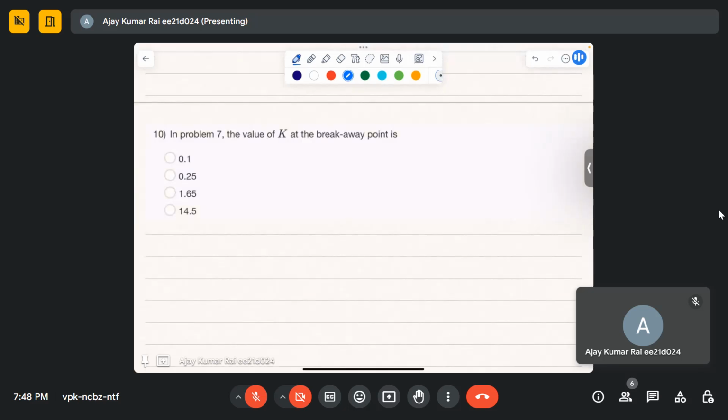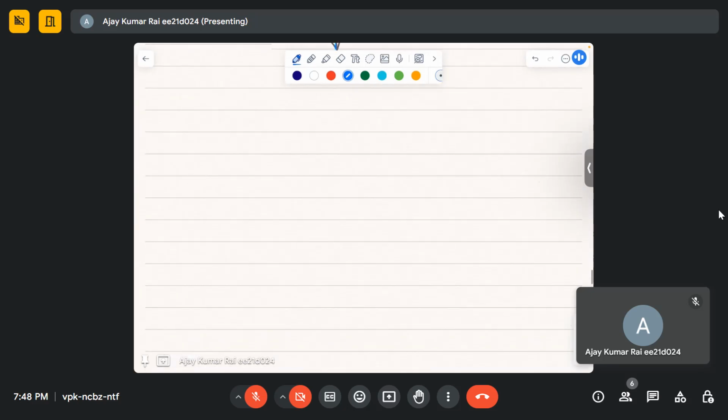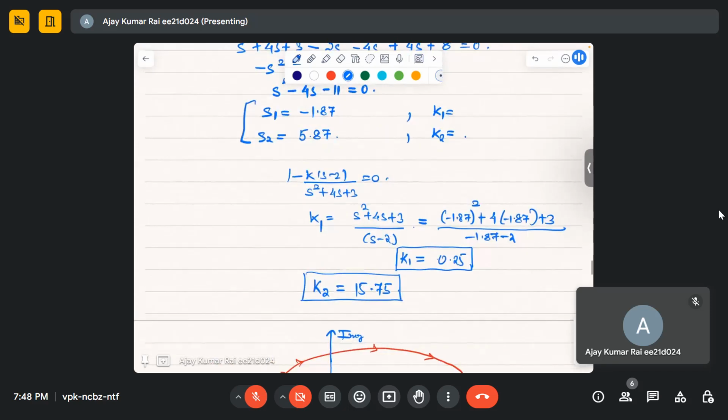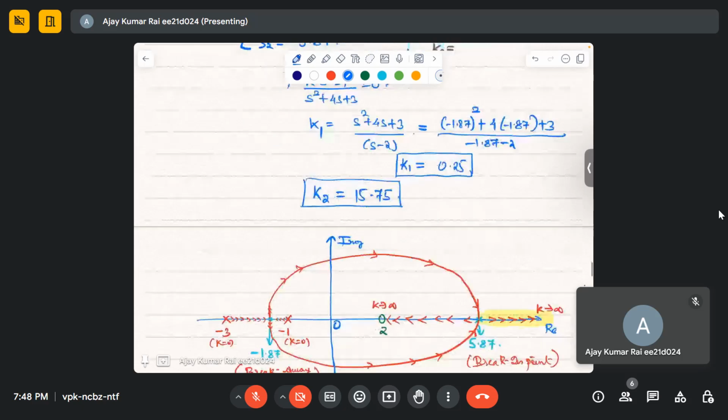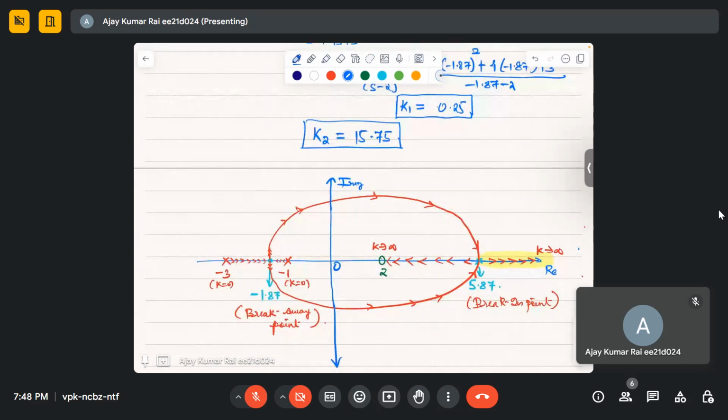In problem 7, the value of K at the breakaway point. Okay, in this particular one, we have already calculated. So s1 equal to -1.87 is the breakaway point, and the value at that point, K1, is 0.25.